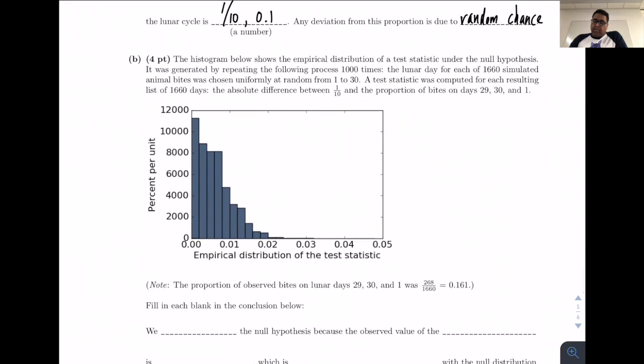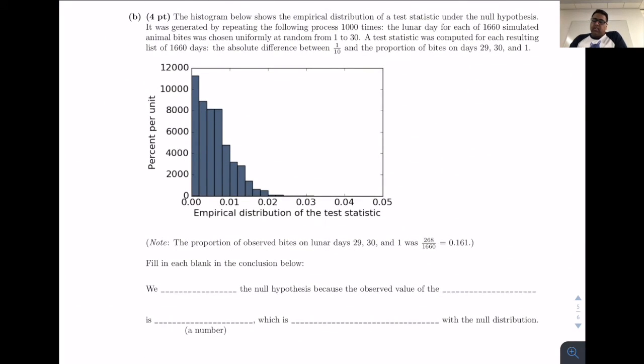Okay, so part B tells us the histogram below shows the empirical distribution of a test statistic under the null hypothesis. And it's important to remember, what does empirical mean? Well, empirical means we go out and collect data, or we run a simulation, and these are the values we get, right? So empirical is the opposite of theoretical. It was generated by repeating the following process 1,000 times. The lunar day for each of the 1660 simulated animal bites is chosen at random from 1 to 30. And then a test statistic was computed for each simulation: the absolute value of the difference between 1/10 and the proportion of bites on days 29, 30, and 1.